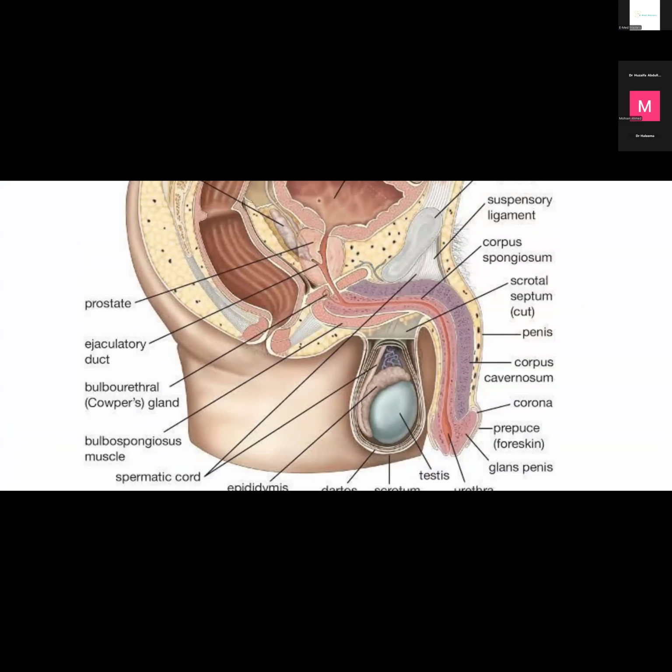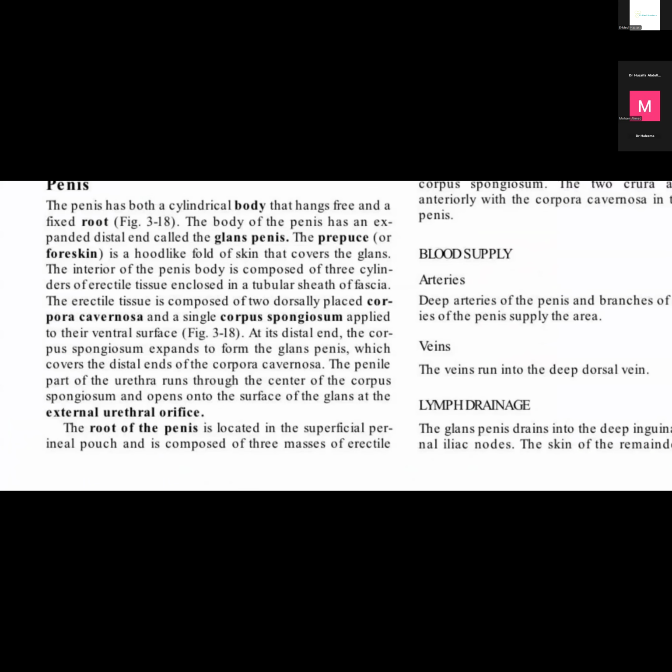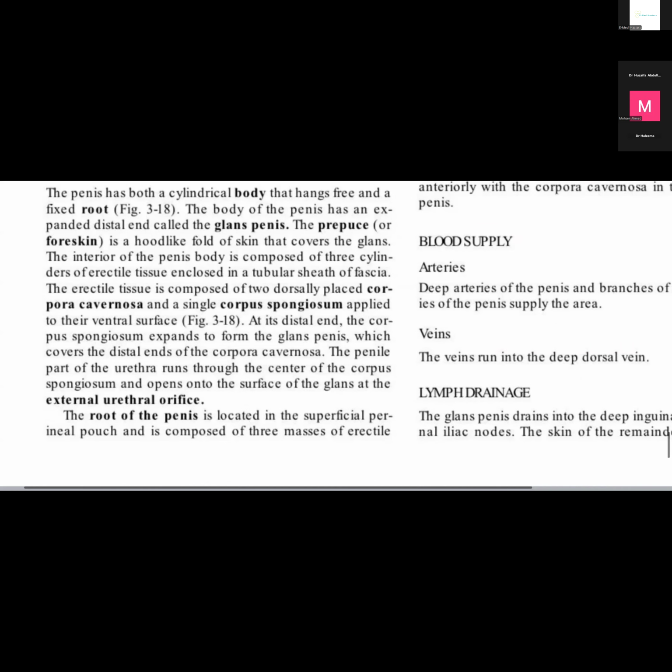So, the interior of the penile body is composed of three cylinders of erectile tissue that are enclosed in a tubular sheath of fascia, and this fascia is called Buck's fascia. Erectile tissue is composed of two dorsally placed corpus cavernosum and a single ventrally placed corpus spongiosum, and the penile urethra passes through the corpus spongiosum.